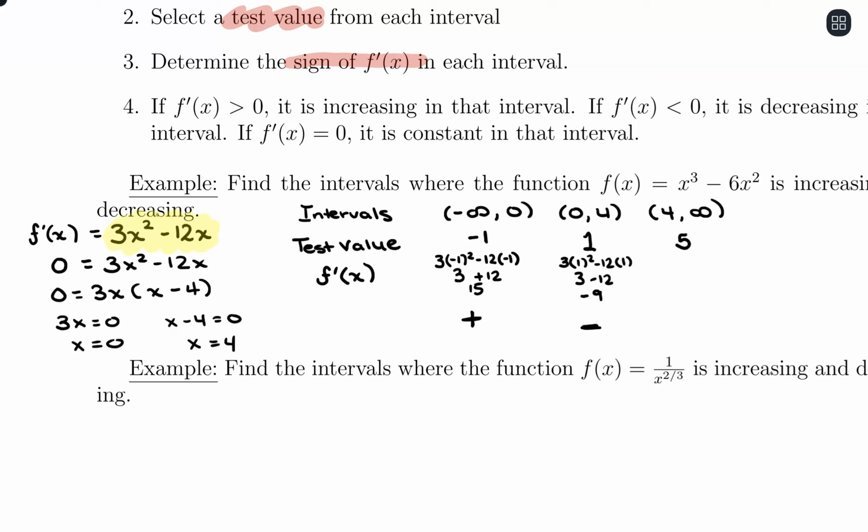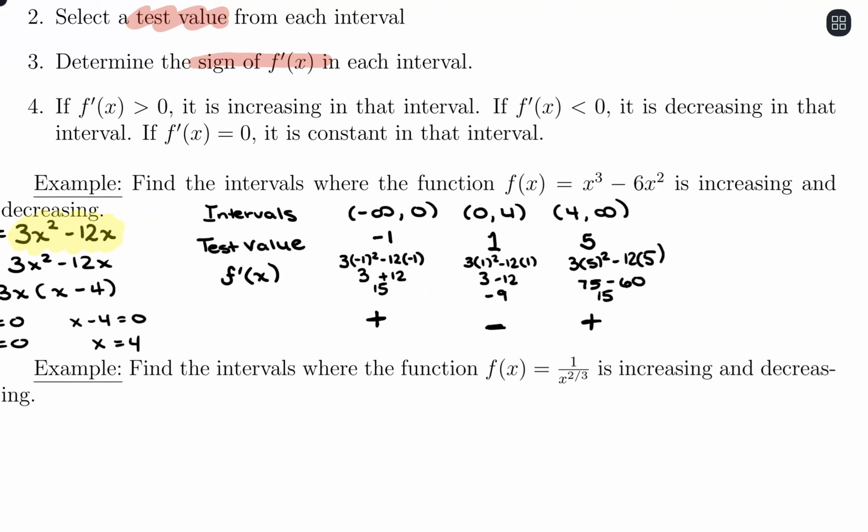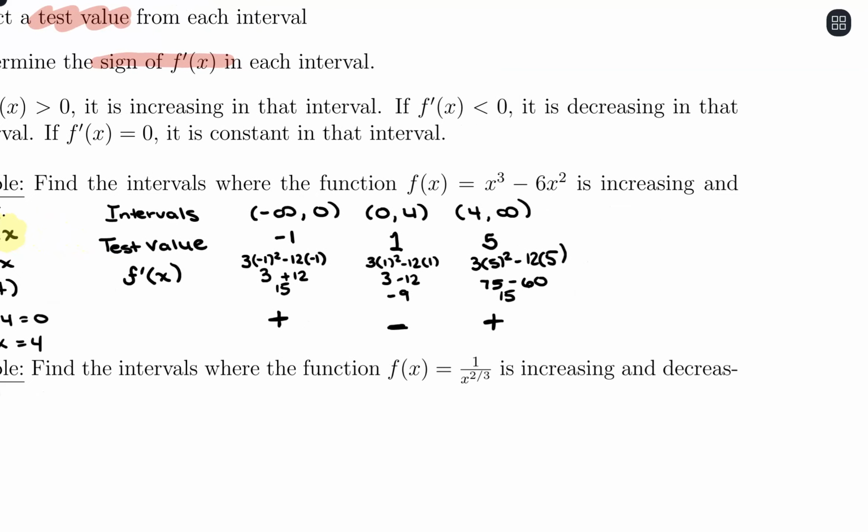And then if I plug in +5, so 3 times 5 squared minus 12 times 5. So let's see, 3 times 25 is 75, minus 12 times 5, which is 60. So this is going to be a positive 15, so positive. So what I can see here is where my function is increasing or decreasing.